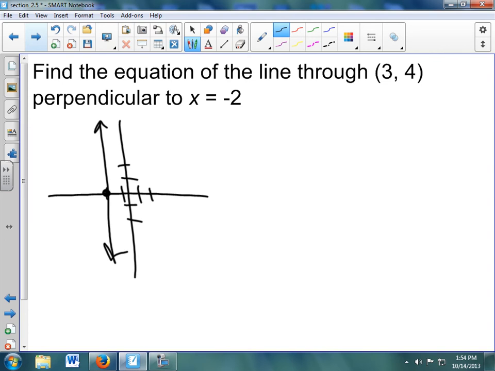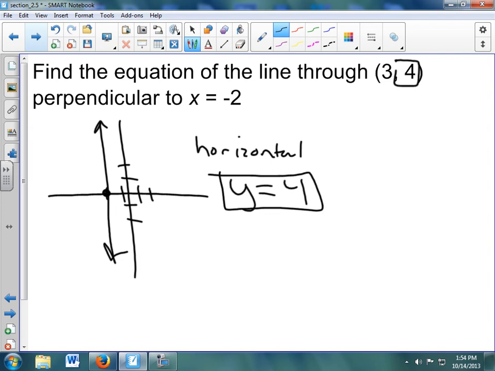What kind of line is perpendicular to a vertical line? A horizontal line. So I know my line's going to be horizontal. Horizontal line equations are always in the form of what? Y equals, well, what's my y value? There you go. You would definitely see one of those again.